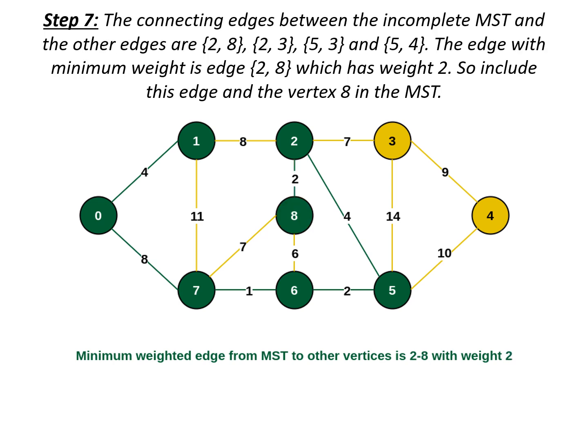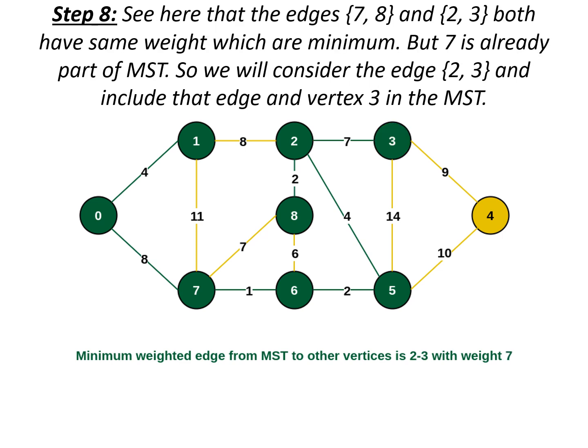The connecting edges between the incomplete minimum spanning tree and the other vertices are 2,8, where 2,8 has weight 2, 2,3 weight is 7, 5,3 weight is 14, 5,4 weight is 10. So the minimum weight is 2. We have to connect 2,8.